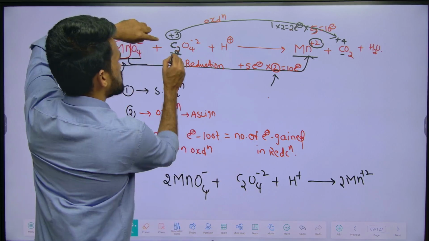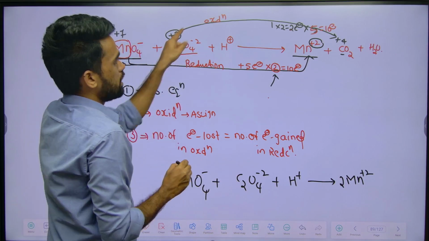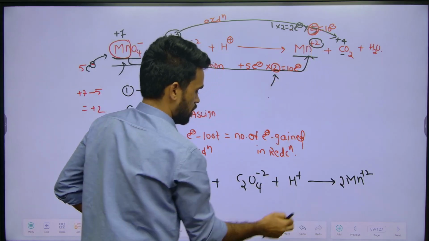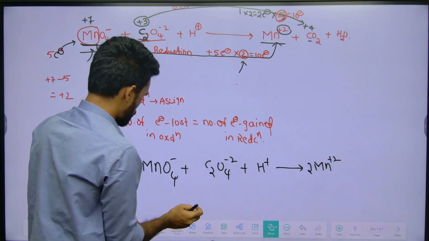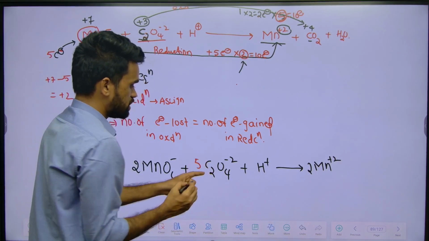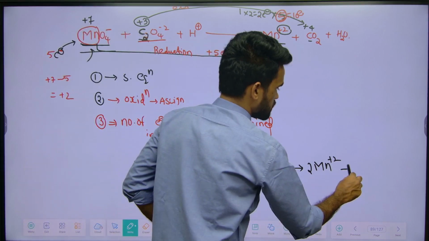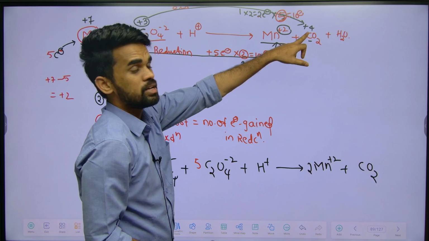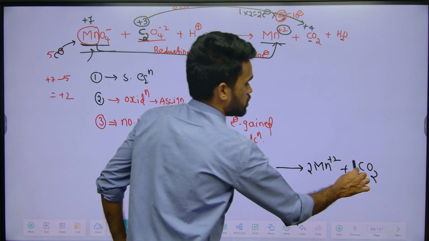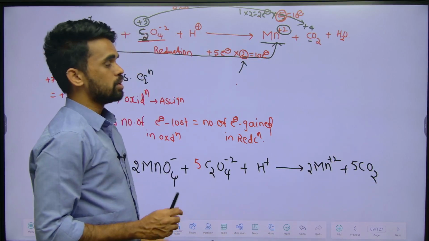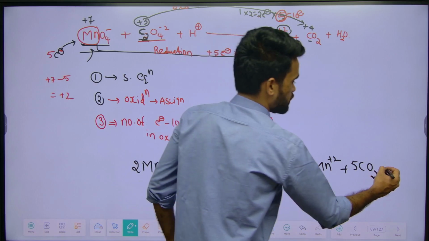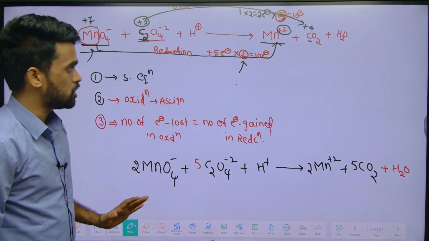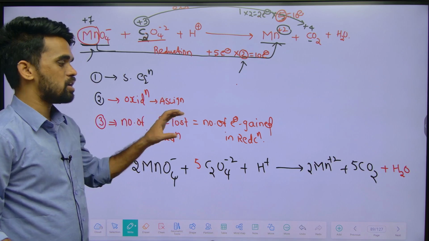Whereas this one, the oxalate ion, is involved in oxidation. The oxidation equation is multiplied with 5 now. So you can write here 5 C2O4. CO2, how much is it? Here 1 CO2 is there, that is also involved in oxidation, so you can write 5 CO2. And the remaining species as it is, like H2O as it is. That's it. Now if you observe, the number of electrons gained and lost are equal.